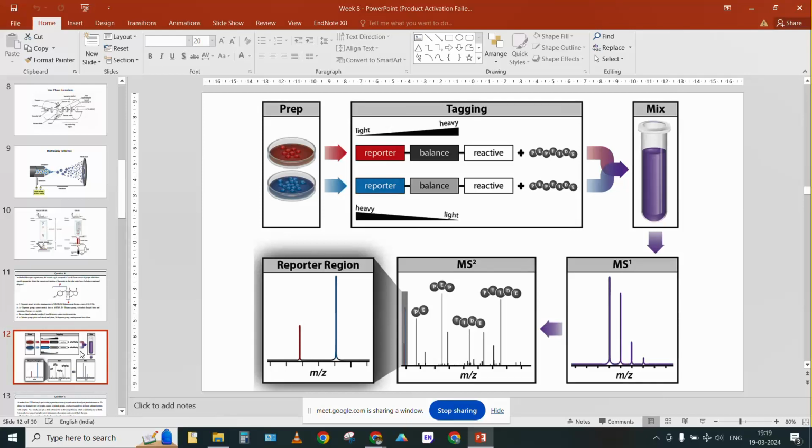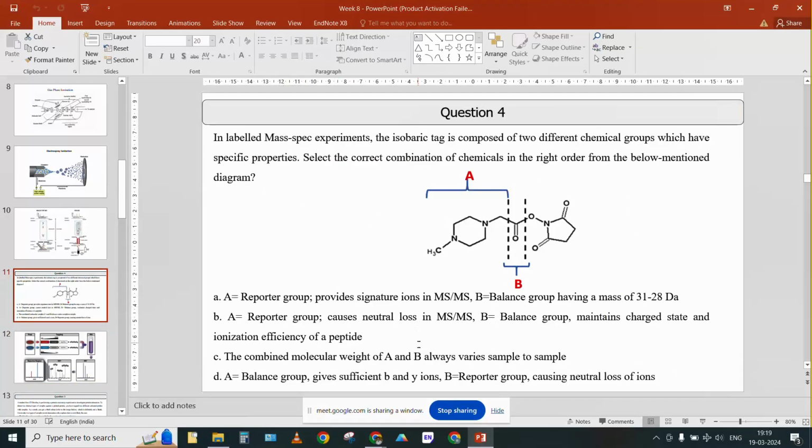Now, two different chemical groups were given in the question: one is the reporter group, and the other is the balance group. So we have to look into what the reporter group is and what the balance group is. In option A, the reporter group components are responsible for generating distinct signals in the mass spectrum corresponding to each labeled sample. Balancing groups are chemical moieties attached to the isobaric tags to ensure that the overall mass of the tags remains constant across different samples.